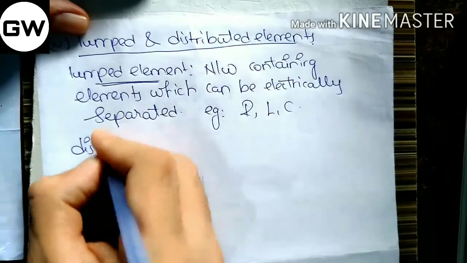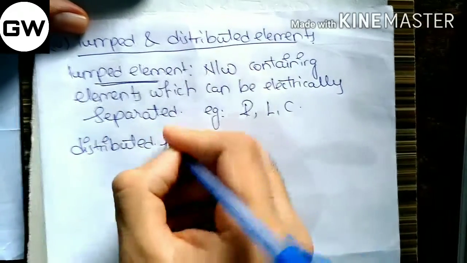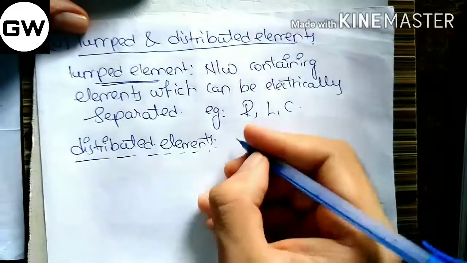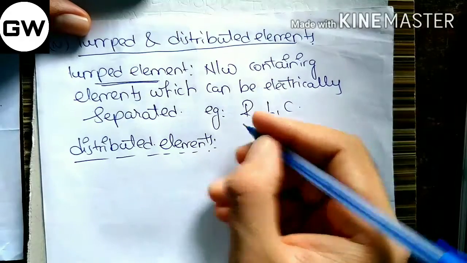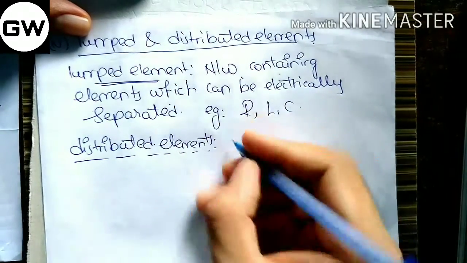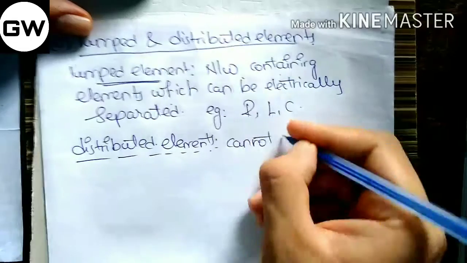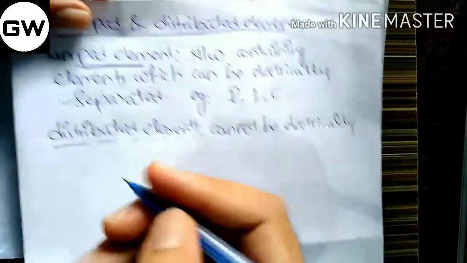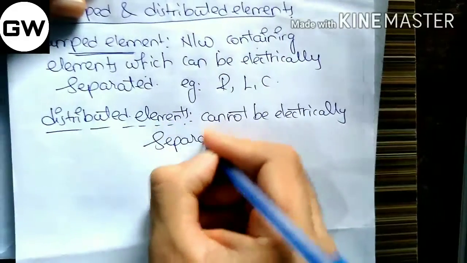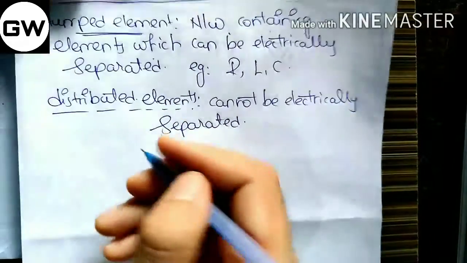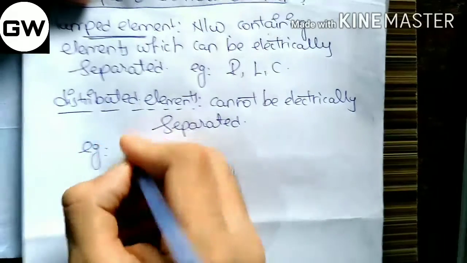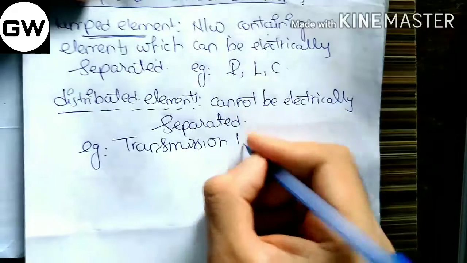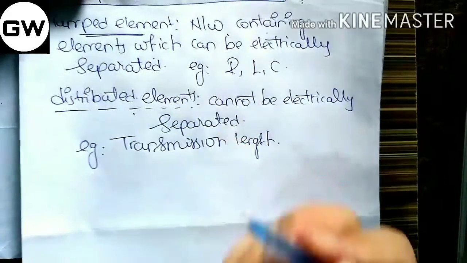Whereas distributed elements are a network containing elements which cannot be electrically separated. An example is the transmission line. A transmission line is an example of distributed elements.